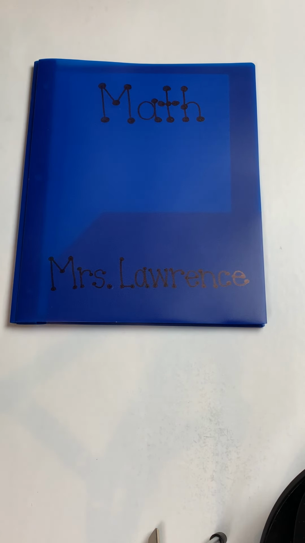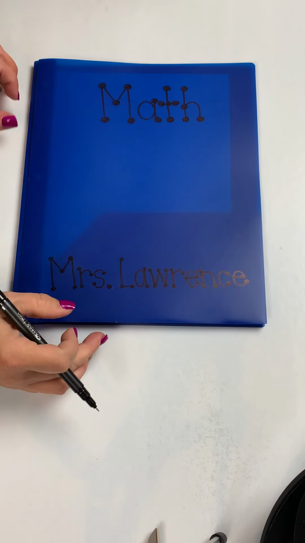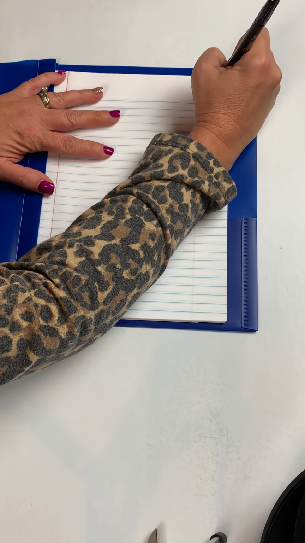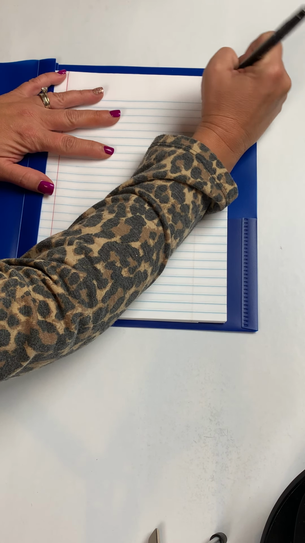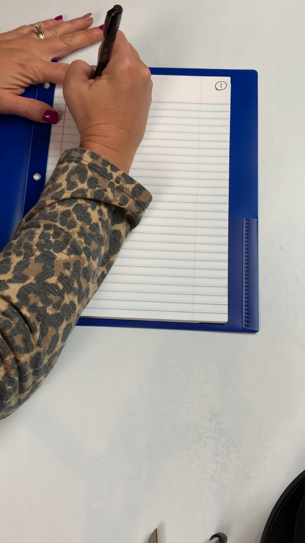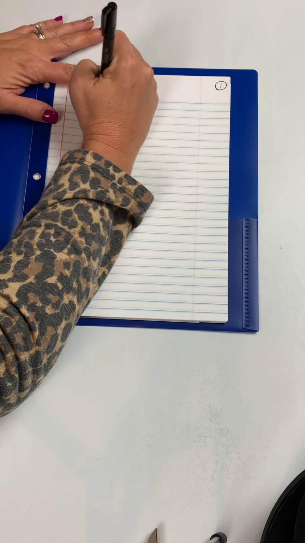Hi friends, today we are going to create our notes for modeling place value. You are going to be using your blue folder that we labeled math. All right, and we are going to be working on page 1. This is our first page in our math notebook. So we want to go ahead and number our page 1. All right, and we are going to title this page Modeling Place Value.